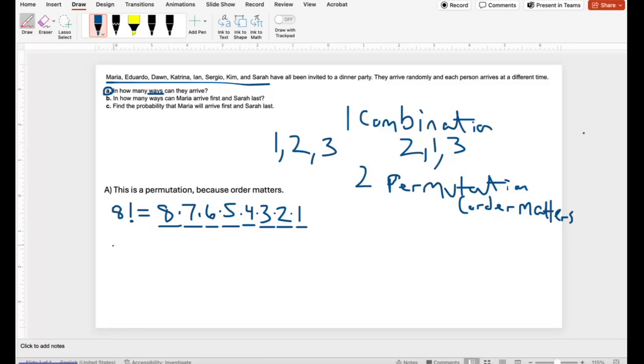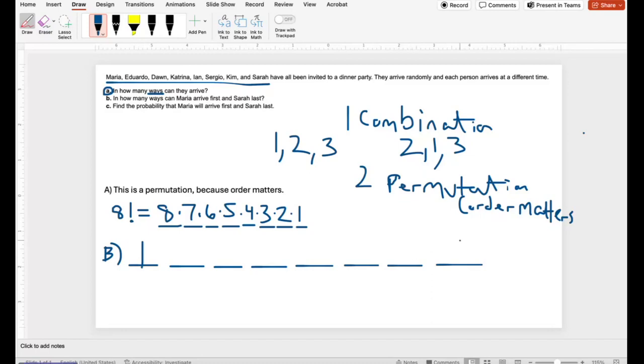So let's go to part B. I'm just going to draw part B like that. It says, in how many ways can Maria arrive first and Sarah last? All that means is that we have 2 fixed spots. I like to do this when I'm teaching it in the physical classroom: I tell the students to write blanks for each of them. So there are 8 people in line, 1, 2, 3, 4, 5, 6, 7, 8, and that's the order that they come in. Now, the first one has to be Maria. So for the first space, we no longer have 8 choices, only 1, right?